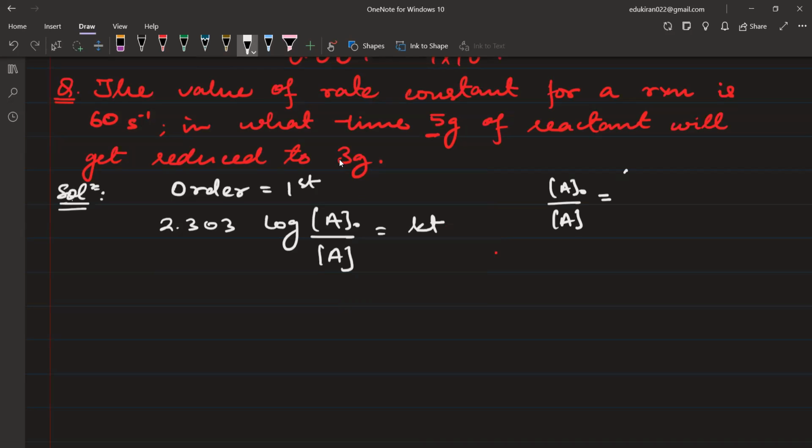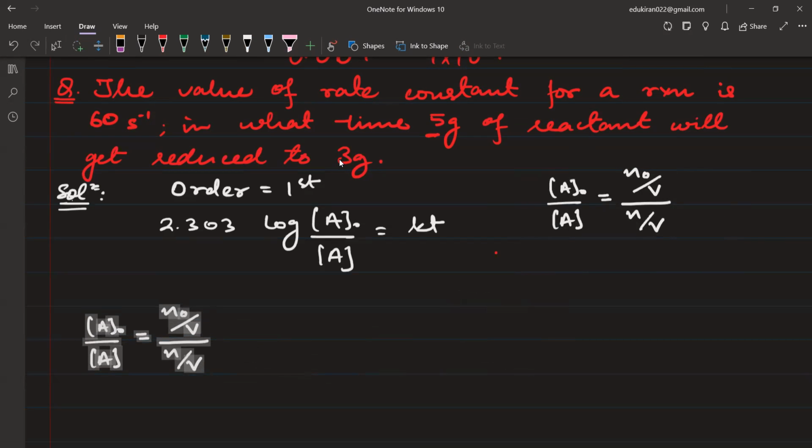I can write this as what? The number of moles initially present divided by the volume of solution, divided by the number of moles finally present divided by the volume. Is that right? Yes or no? Please tell me, guys. Correct? Can I write this? Yes, sir. Yeah, we can write this, right?